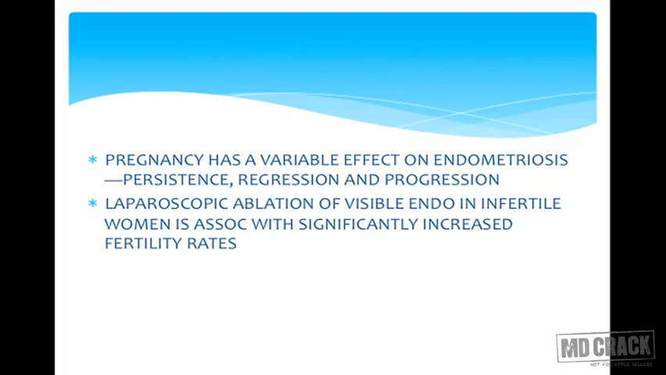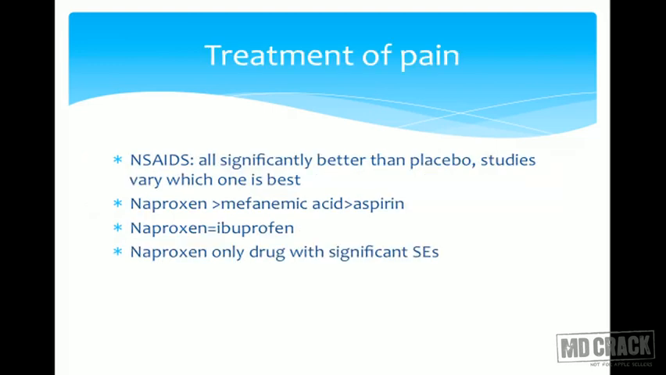Laparoscopic ablation of visible endometriosis in infertile women is associated with significantly increased fertility rates. So if the patient is having infertility, then laparoscopic fulguration of the lesions and then immediately going for a fertility procedure is very important. IVF also plays a very important role in the treatment of endometriotic patients.